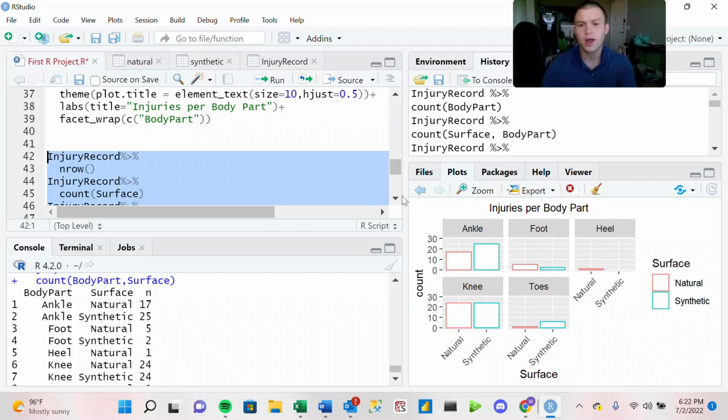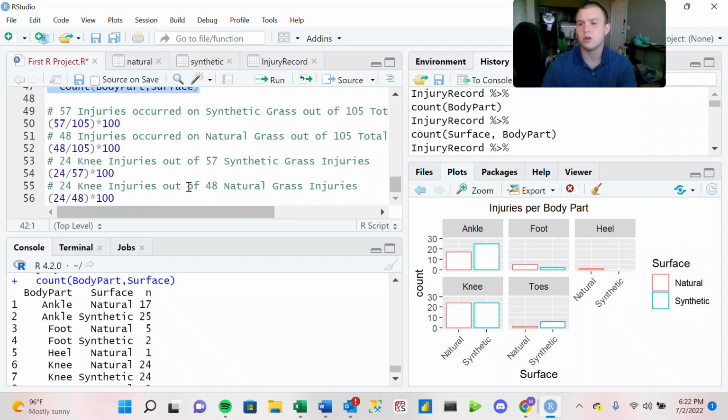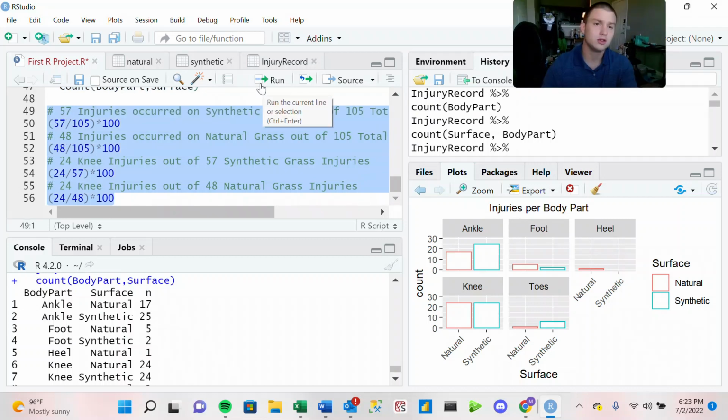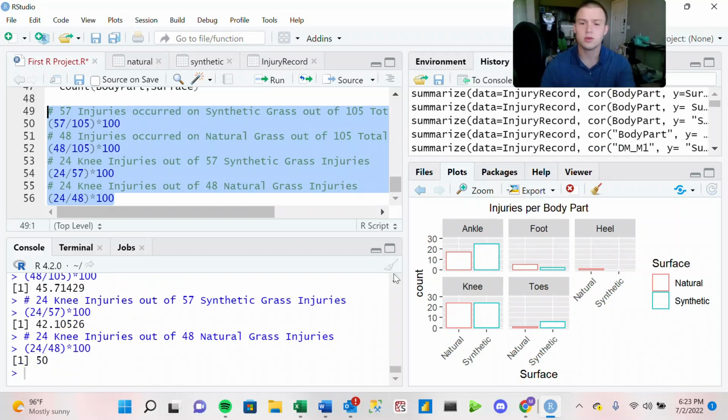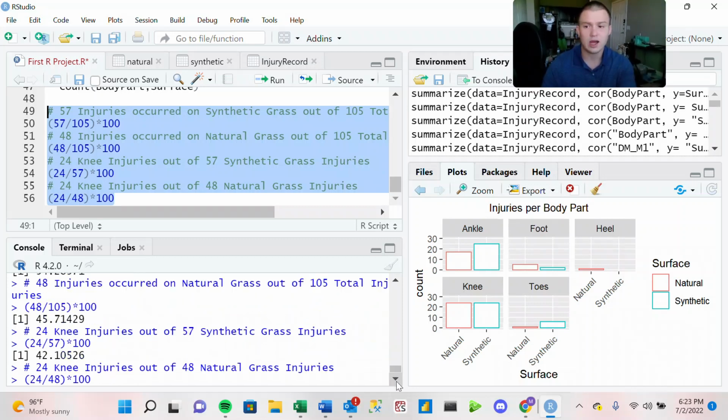But going on from that, we can then utilize percentages and find out as a percentage how many injuries occurred on synthetic versus natural grass. And so we can look at how many knee injuries occurred on natural versus synthetic as a percentage. When we run that code here, it's going to return it, and we can see that 57 injuries out of 105 is a little bit over half of all injuries occurred on synthetic turf, and about 45% occurred on natural grass.